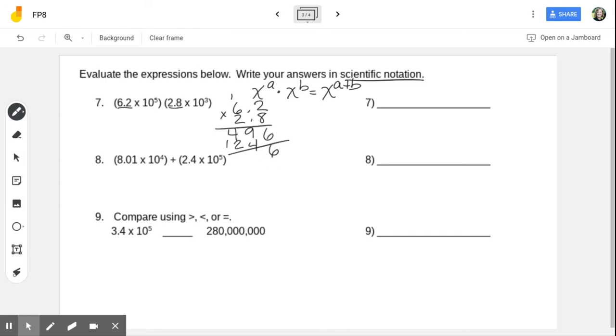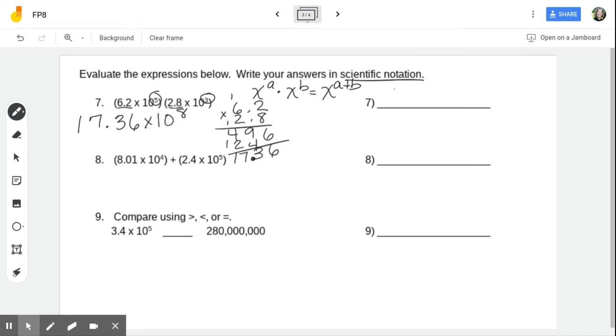9, 10, 11, 12, 13, 4, 5, 6, 7. Okay. Decimal point over 2. Okay, so I know I have 70. Ooh, I can't write that, can I? Something's wrong. 17.36. I'll tell you what I mean in just a second. I'm going to get rid of that. Times 10 to the 5 plus 3, 10 to the 8.